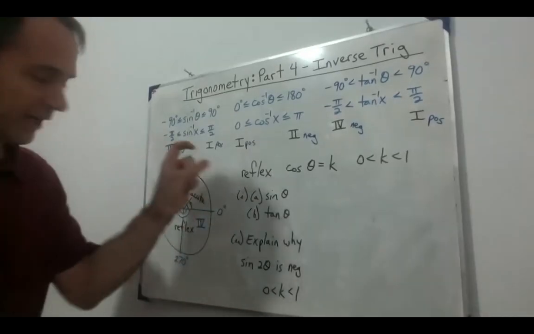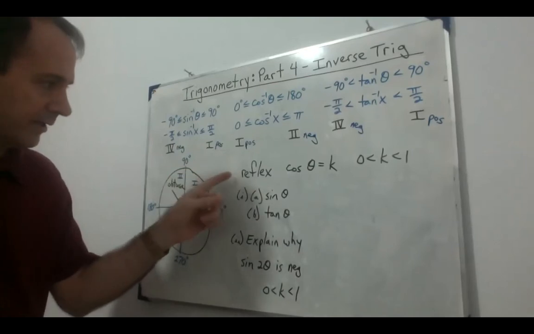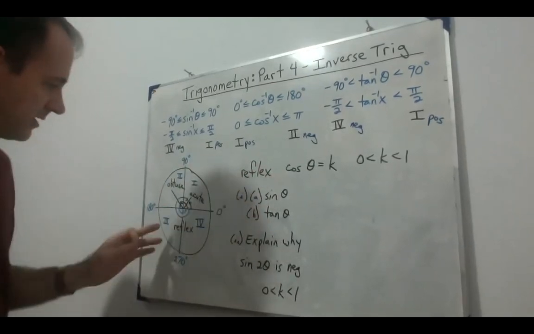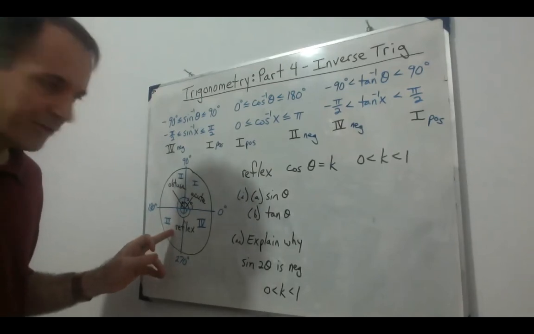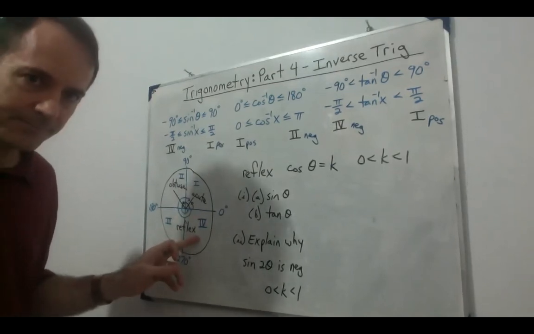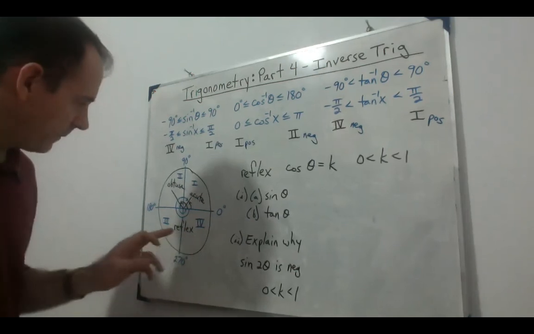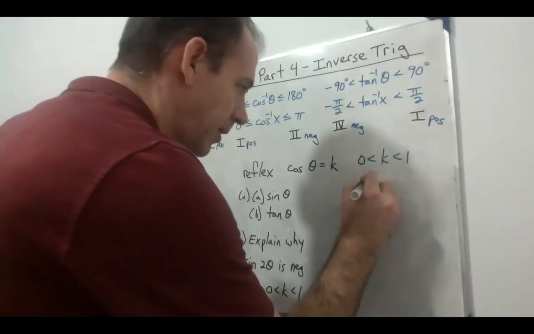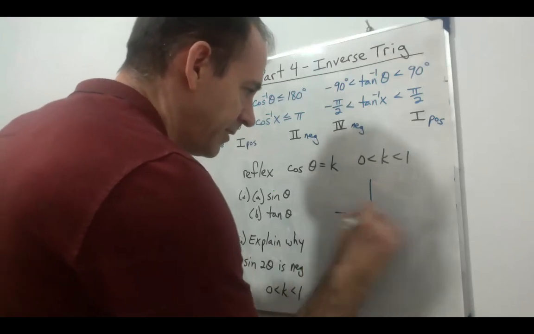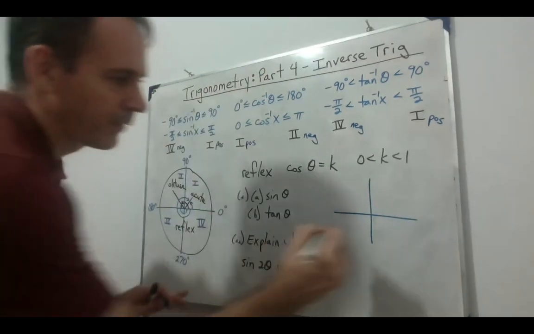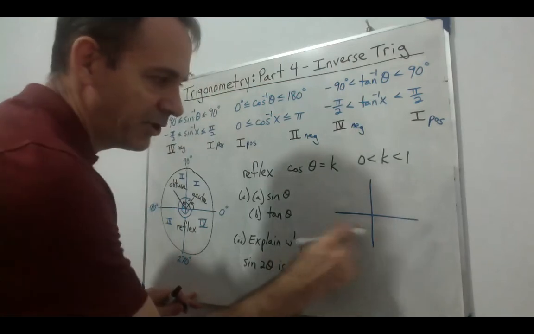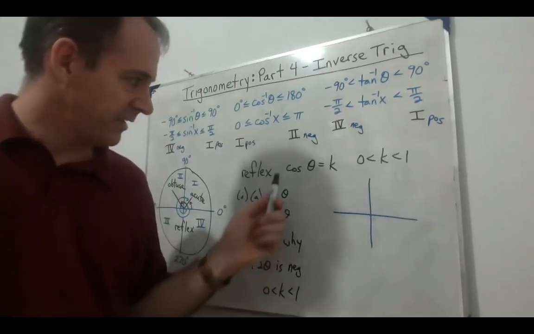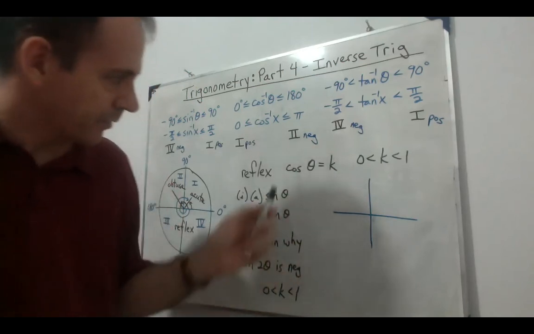Now, first, our key word, our vocabulary word, reflex. Remember, reflex means it will either be in the third or fourth quadrant. Okay, reflex angle means it will either be third or fourth quadrant. So I'm going to draw my little picture here with my quadrants. I know it will be down in one of these. So now I have to look at the additional information.